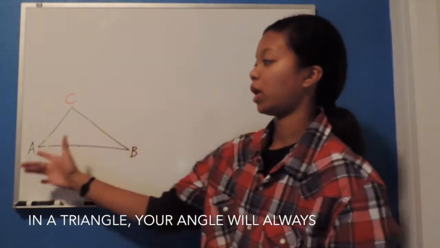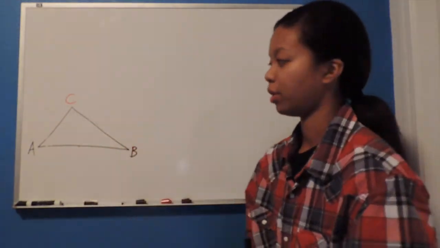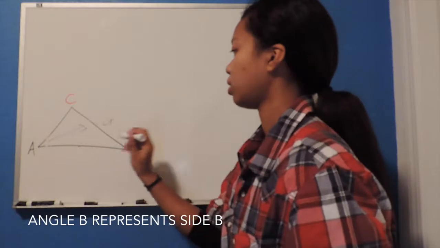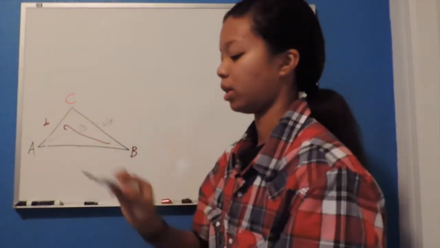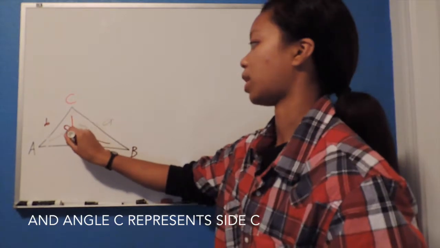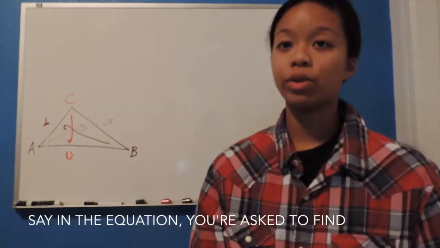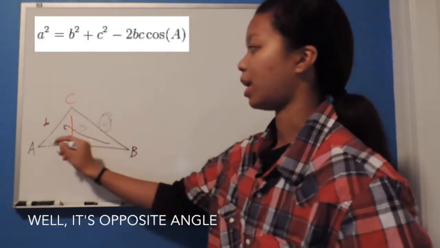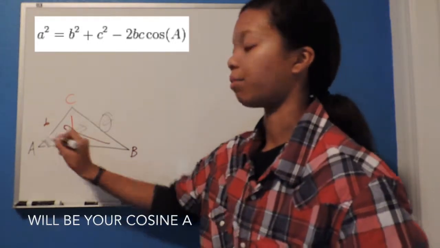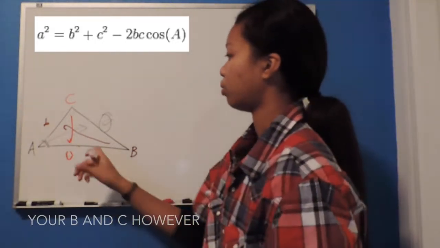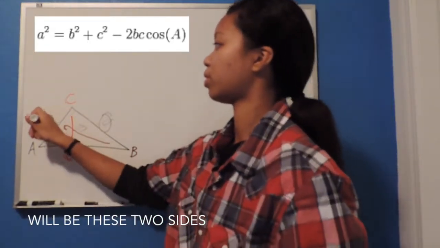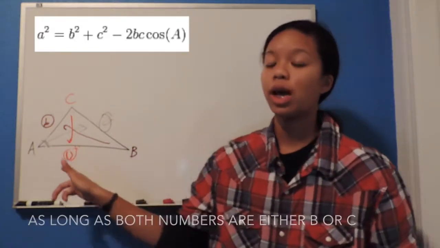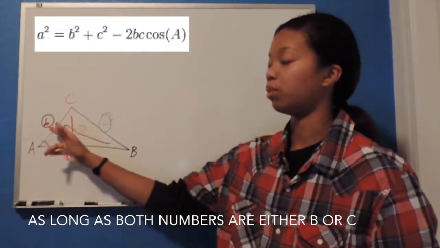In a triangle, your angle will always represent its opposite side. In this case, angle A represents side A, angle B represents side B, angle C represents side C. Say in the equation you're asked to find this side. Well, its opposite angle will be your cosine A. Your B and C, however, will be these 2 sides. When writing out in your equation, it doesn't matter which one is which, as long as both numbers are either B or C.